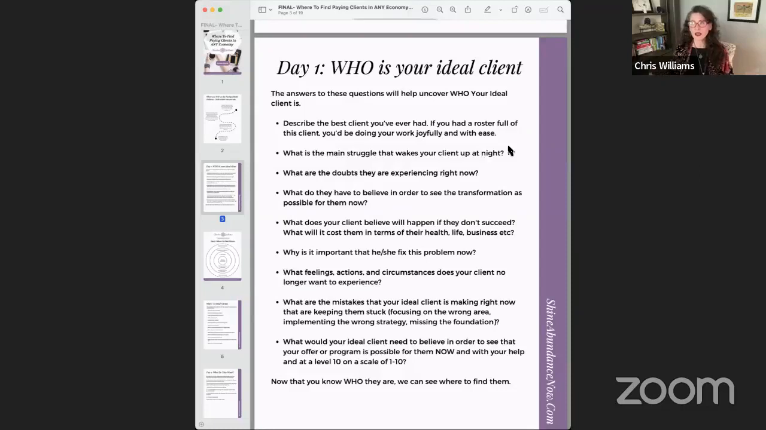The next question that's going to help us uncover more of what it is that she wants: what are the mistakes that your ideal client is making right now that are keeping them stuck? So for example, they might be focusing on the wrong area. They might be implementing the wrong strategy. They might be missing a critical foundational piece.